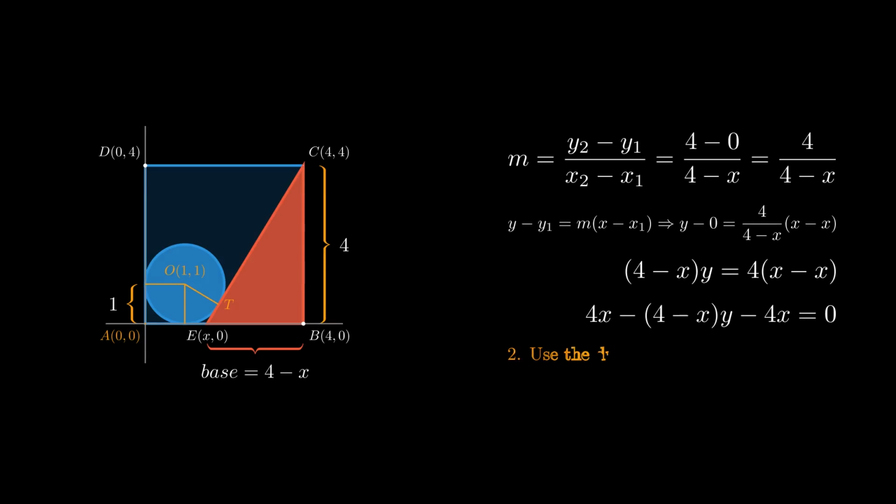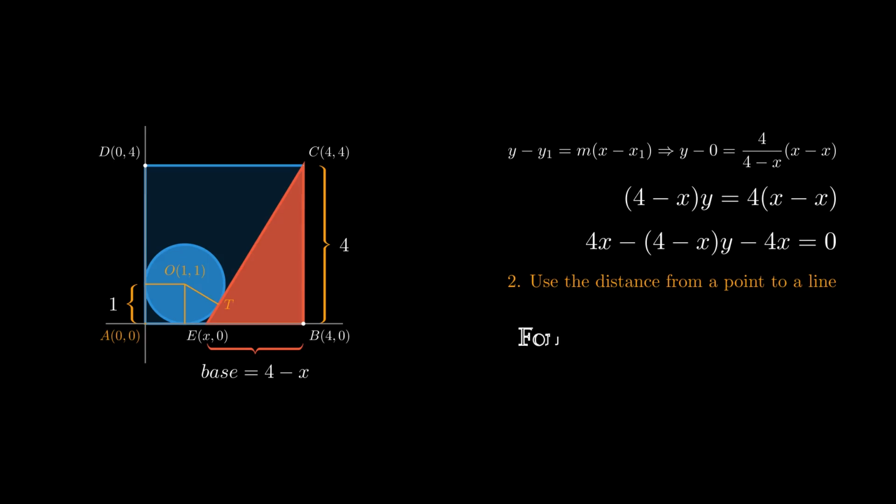Next, we'll use the formula for the distance from the center O to this line. The distance d from a point (x0, y0) to a line ax plus by plus c equals 0 is given by this formula. We're using lowercase letters to avoid confusion with the vertices A, B, and C.